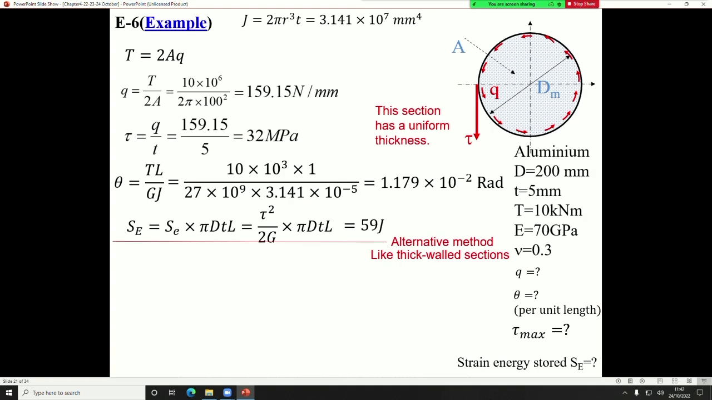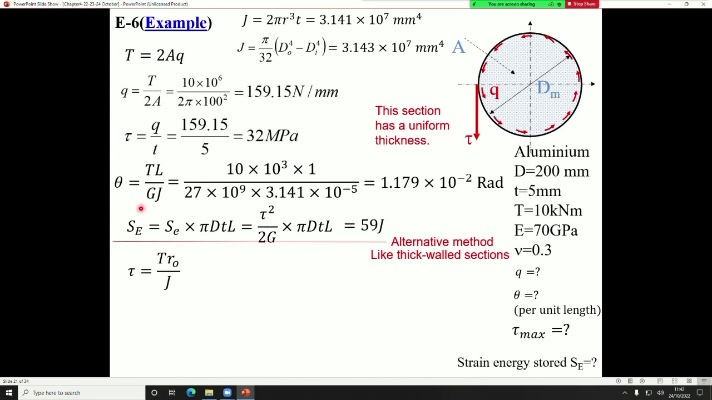Now say, if we don't use the top equations, I use the same equations we did for circular cylinders, solid or hollow. So in that case, I use this equation directly. The shear stress is T times R divided by J, so it's an alternative solution. I use this equation for finding J. You can see the two are very, very close. So this is the exact solution. And this is the approximate solution based on the thin-wall theory.